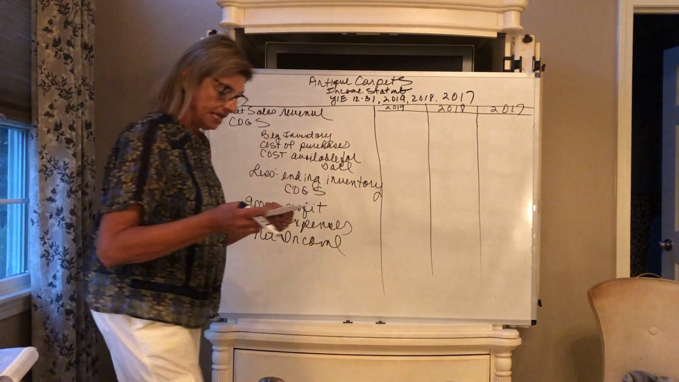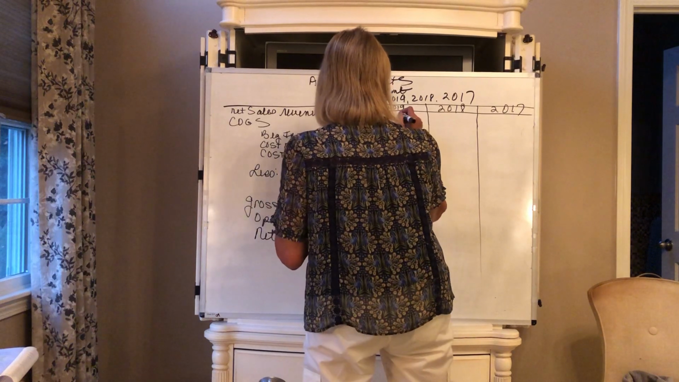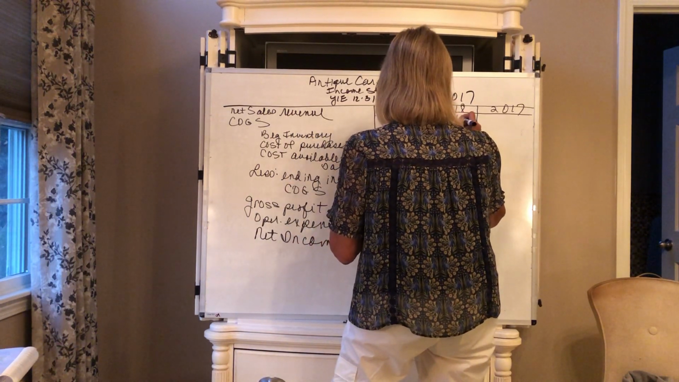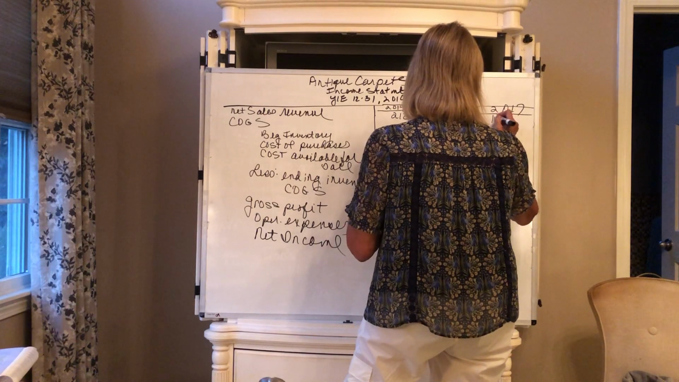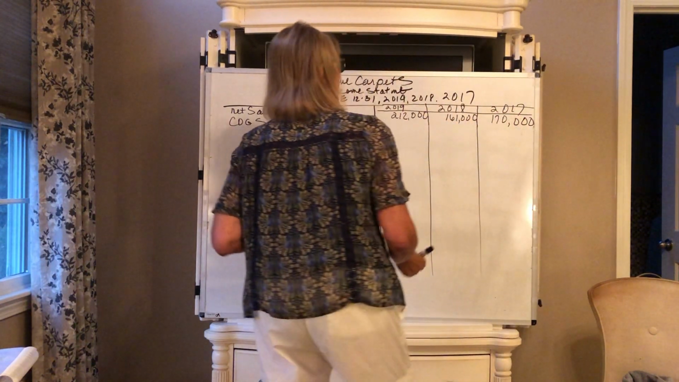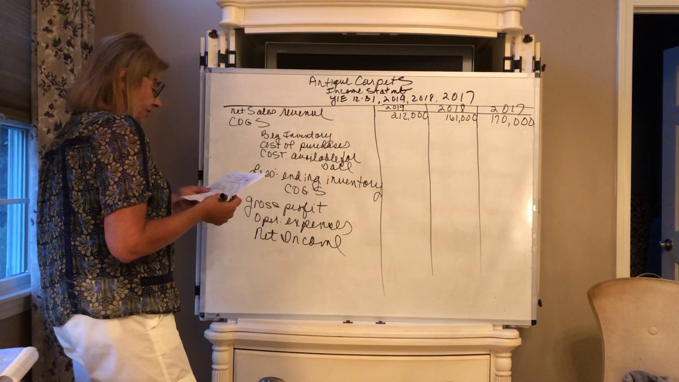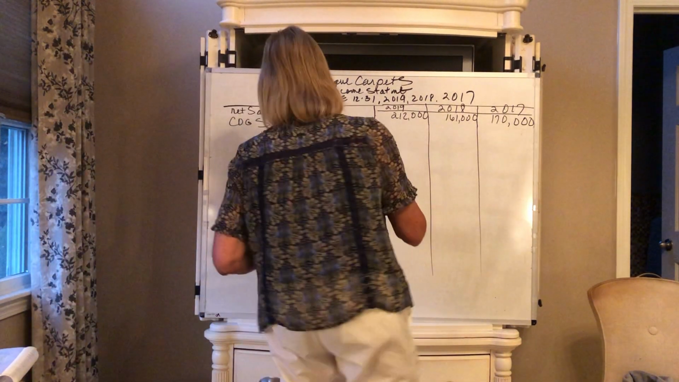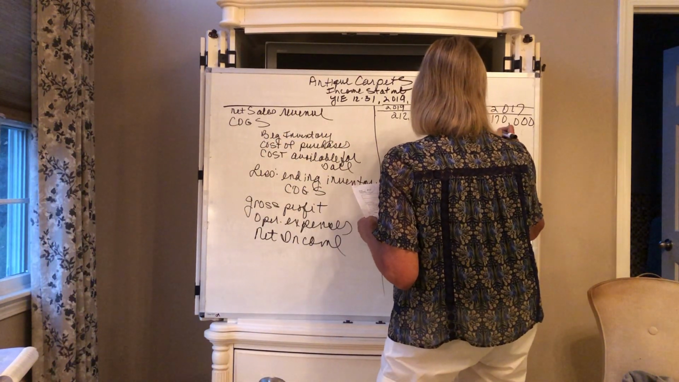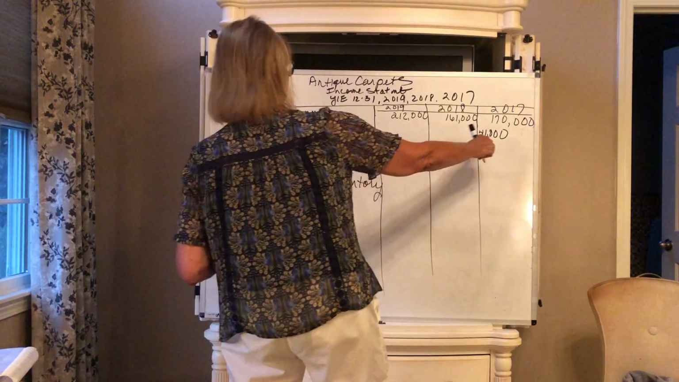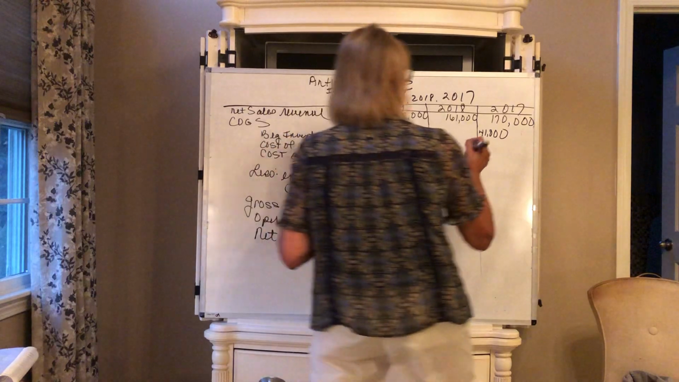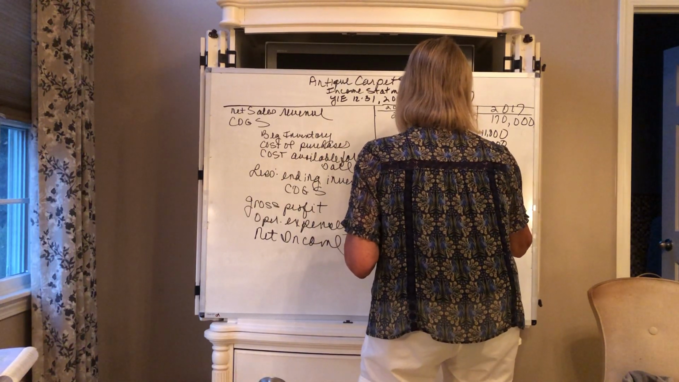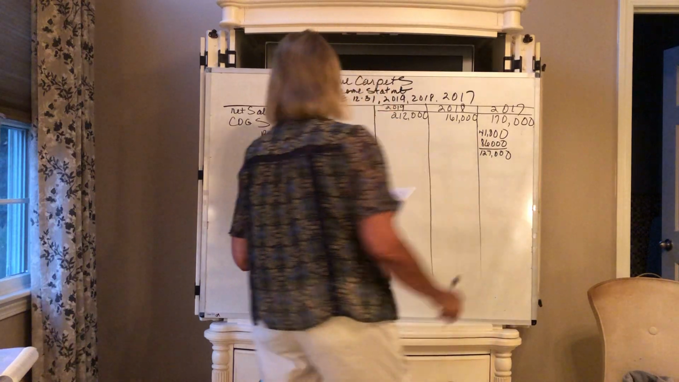So we're going to start out with this net sales revenue for all 3 years, and I'm just going to copy it. 212 for 2019, 161 for 2018, 170 for 2017. Okay, so that's our net sales revenue. Now we'll start with the beginning inventory. Okay, the beginning inventory started at 41,000. Cost of purchases 86. And the total 127. Cost of goods available.